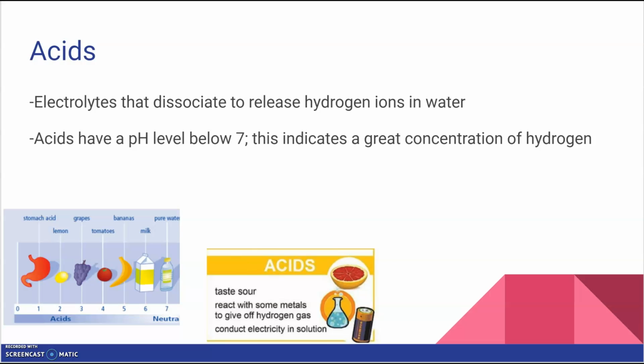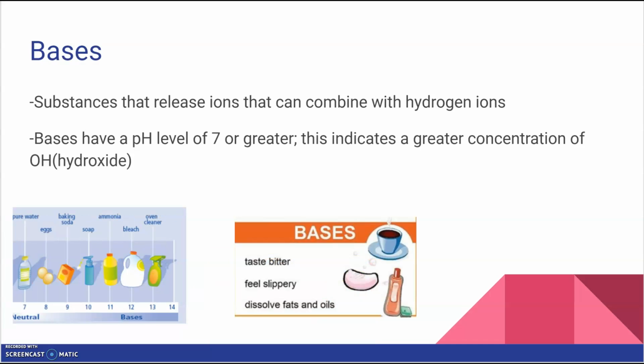Acids. Electrolytes that dissociate to release hydrogen ions in water. Acids have a pH level below 7. This indicates a greater concentration of hydrogen. Some examples of acids are stomach acid, lemon, grapes, tomatoes, bananas, and milk. Acids taste sour, react with some metals to give off hydrogen gas, and conduct electricity in solution.